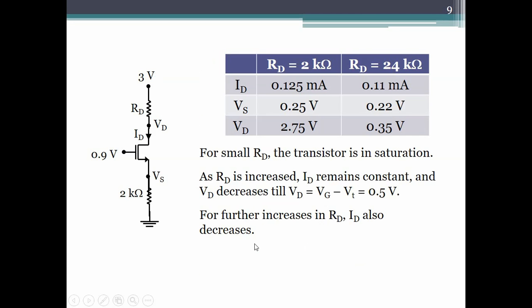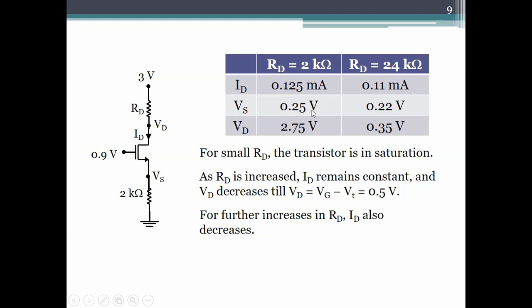All right. Now here is a table of the two resistor values we just now studied. So for 2 kilo ohms, the drain current is 0.125. For 24, the drain current reduces. Why does it reduce? It reduces because the transistor went from saturation to triode, and the triode region current will always be smaller if the gate source voltage is the same, right? Now what is the gate source voltage?